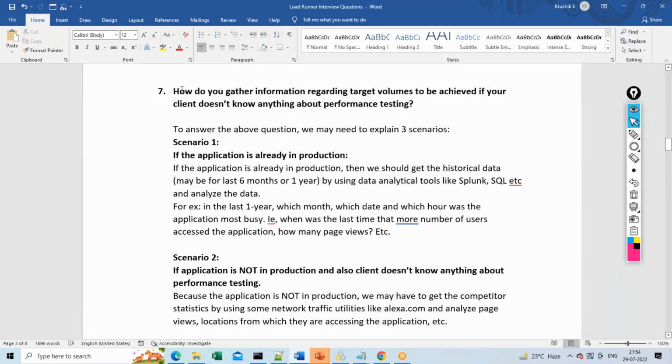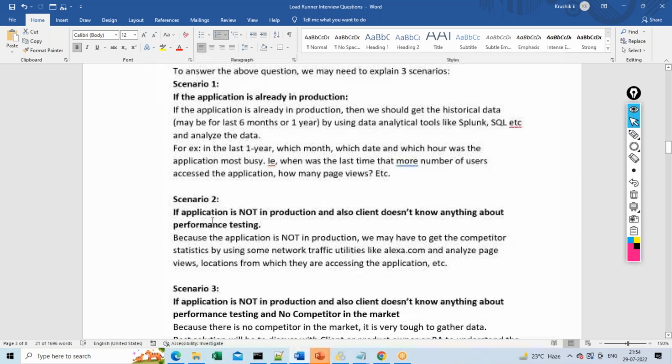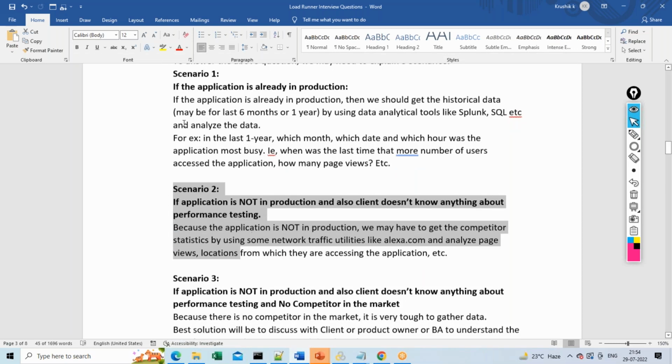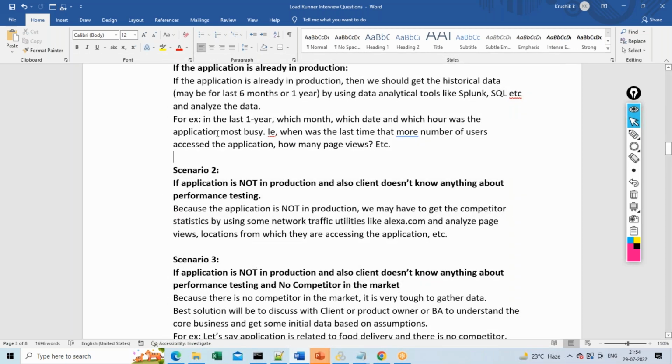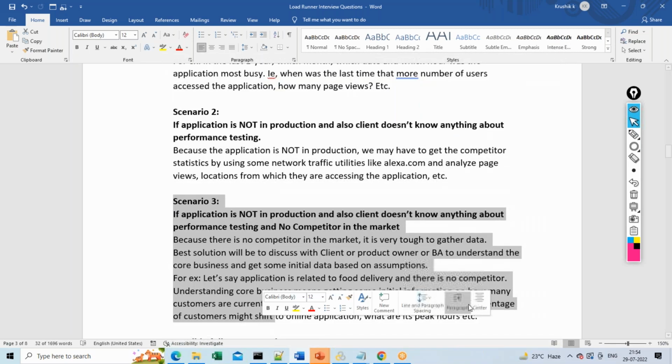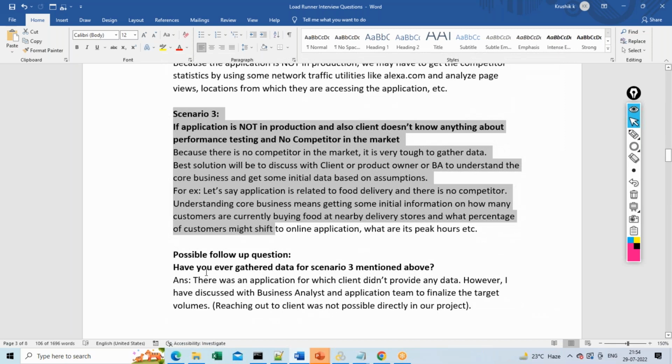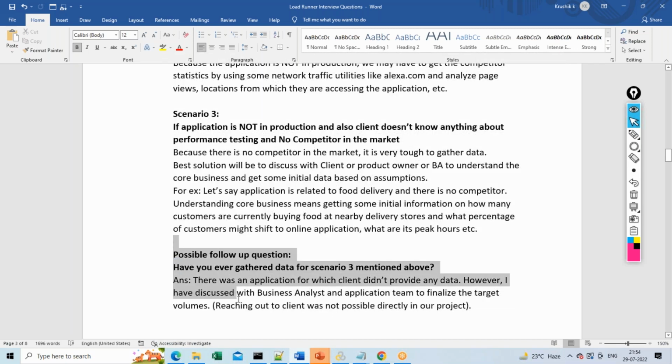How do you gather information regarding target volumes to be achieved if your client doesn't know anything about performance testing, or if the application is brand new? What will you do? Here is the answer: three scenarios you have to tell. First scenario, second scenario, third scenario. You need to explain these three to the interviewer, and you might also get a follow-up question. That follow-up question and answer I have also mentioned.